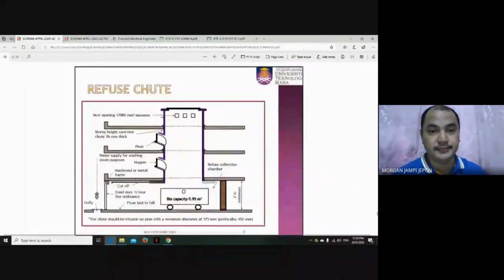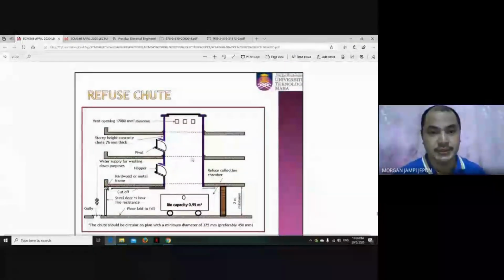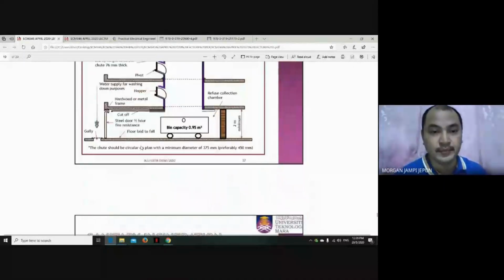Chute. Okay, this is the refuse chute. So this is the pivot, and this is the hopper. So when we open this hopper, we place the rubbish. Then we let go of the rubbish so that the rubbish will fall down to the big dustbin on the ground floor. Okay.